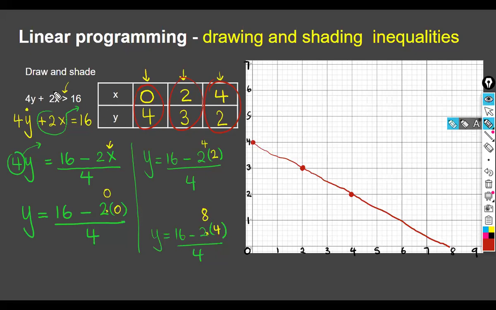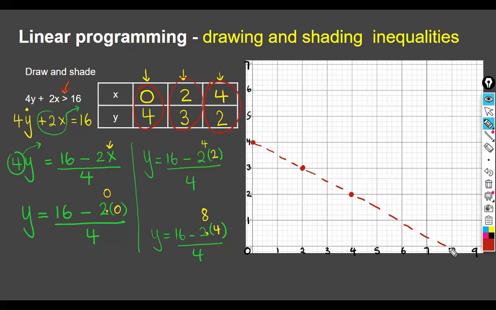Look at the question, guys. I'm going to put an arrow here. Isn't it a more than? Does it have the extra line underneath? In the inequality, the more than doesn't have the extra line. It's supposed to be a dashed line. I just lost 1 mark in the exam. It had to be dashed.